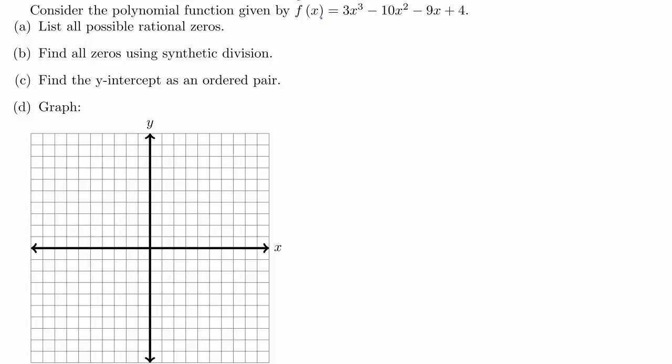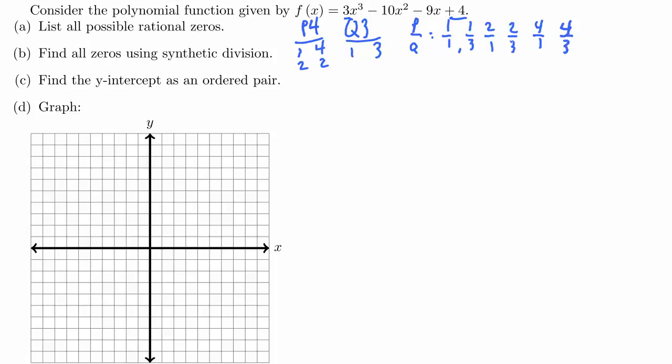Okay, let's start out with the possible rational zeros. In this problem, p is 4 and q is 3. In other words, p is the last one and q is the leading coefficient. The factors of 4 are 1 and 4 and 2 and 2. The factors of 3 are 1 and 3. So I do all possible p divided by q's. And so that gives me 1 over 1, 1 over 3, 2 over 1, 2 over 3, and 4 over 1 and 4 over 3.